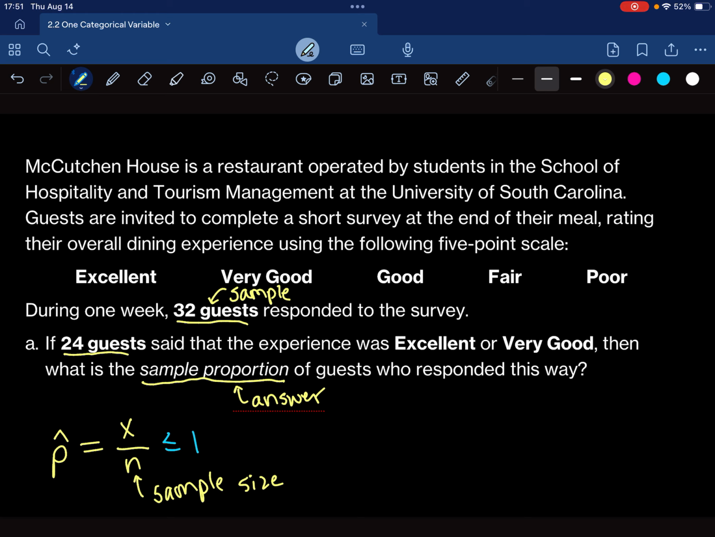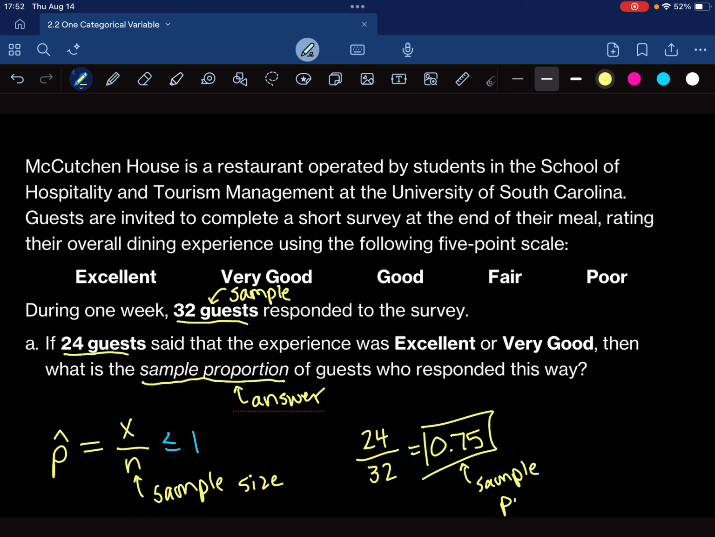And so in this case, we have 24 people who responded by saying their service was excellent or very good, and we had 32 people who responded in total. So if I take 24 divided by 32 and I plug that into my calculator, I'm going to get 0.75, and that's going to be our final answer. That is our sample proportion.